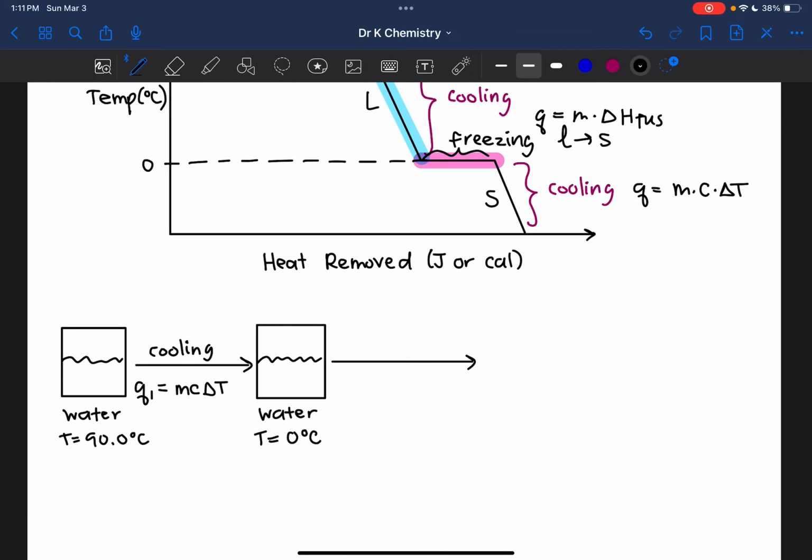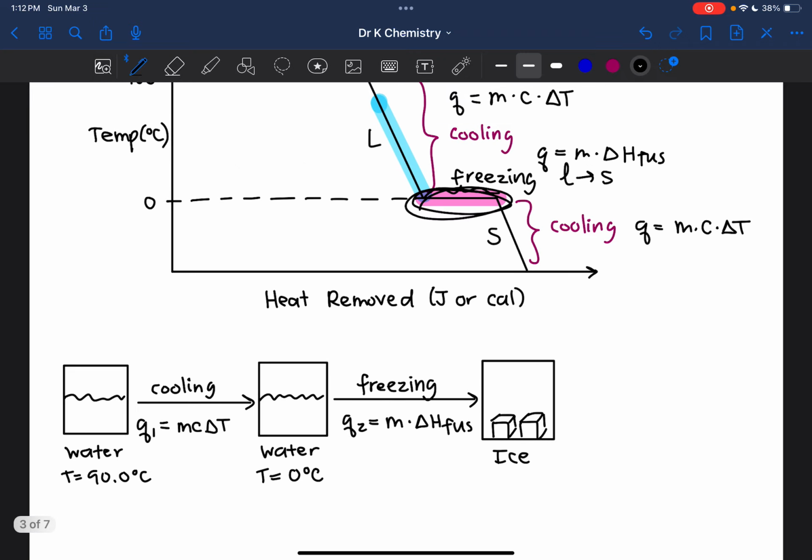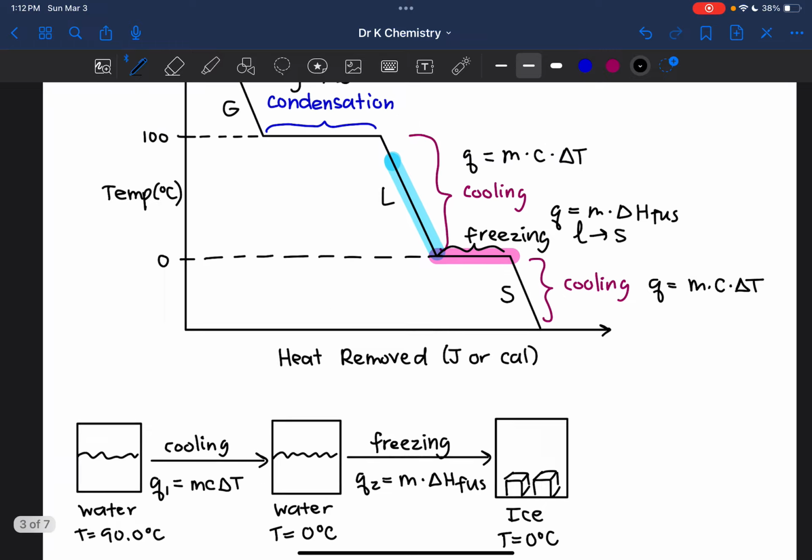So step 2, freezing. And here we have mass times the heat of fusion. Now, once we've done that, that water has now been converted into ice, so we are in the solid state. So here we have ice, and because there was no change in temperature, we're still at 0 degrees Celsius.